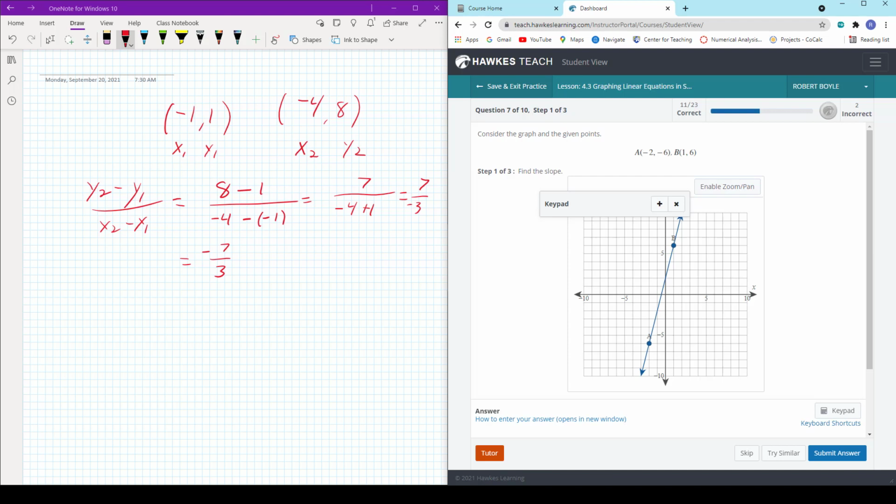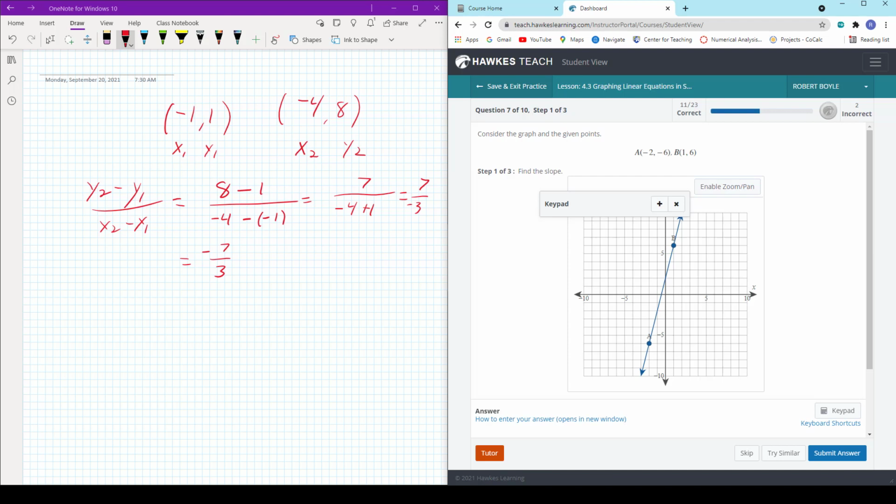Okay, I think this is the last type of problem that we need to talk about, but I'm not really sure. Okay, so here we have 2 different points. Negative 2, negative 6, and then we have the point B, 1 and 6. And we need to find the slope. Now, we could play the rise over run game, but this would be kind of hard because you have to count from here all the way up to there to get your rise. And then you have to count over here to get your run. So in this particular case, it might be easier to do it mathematically.